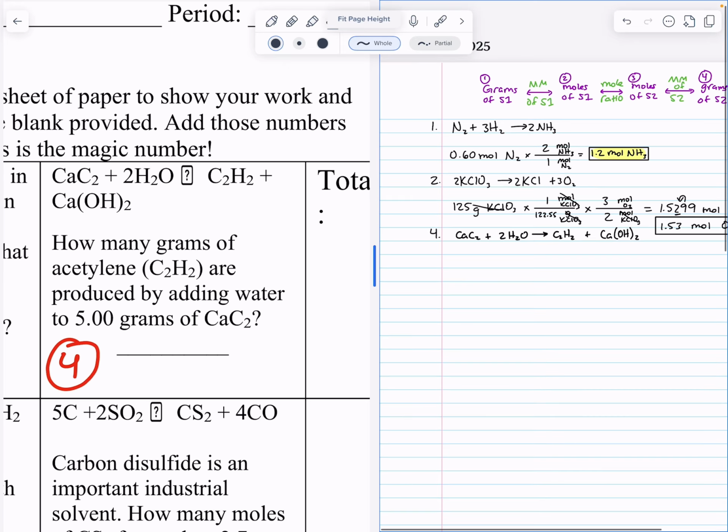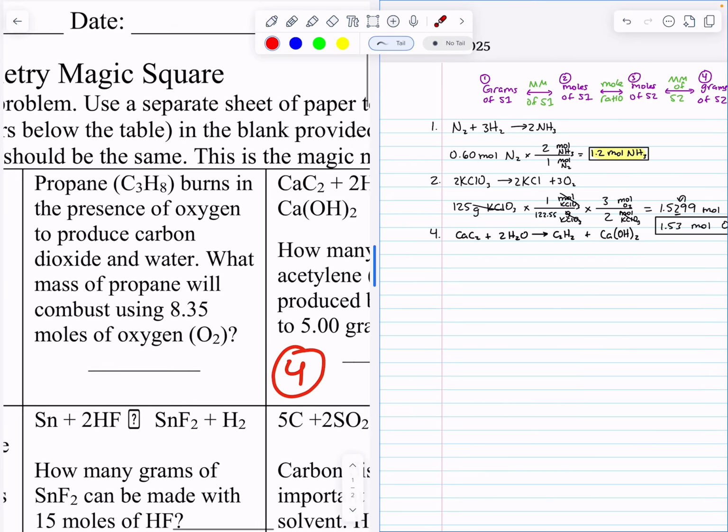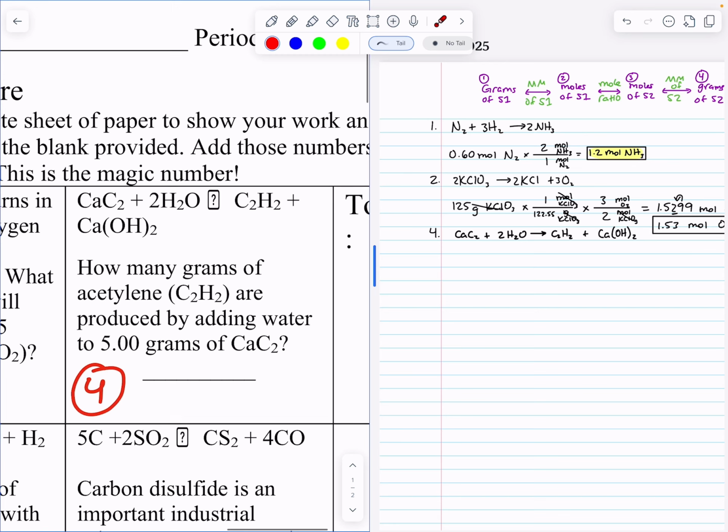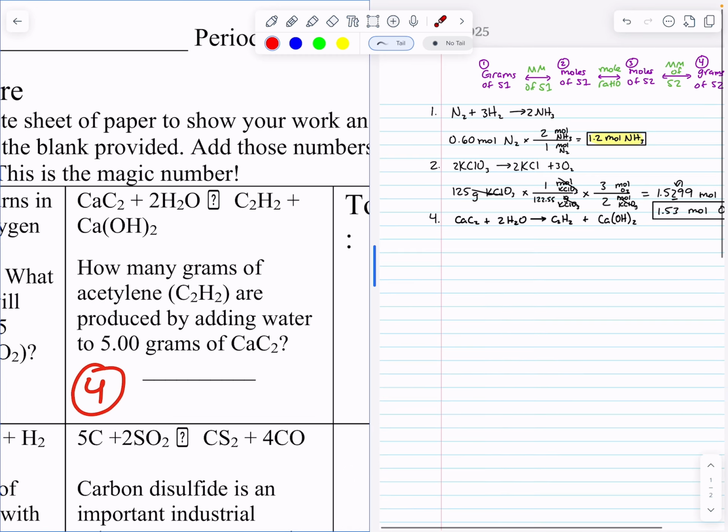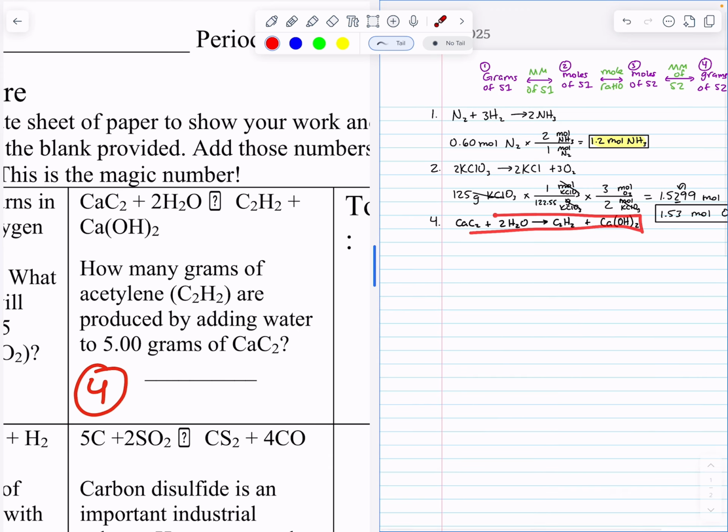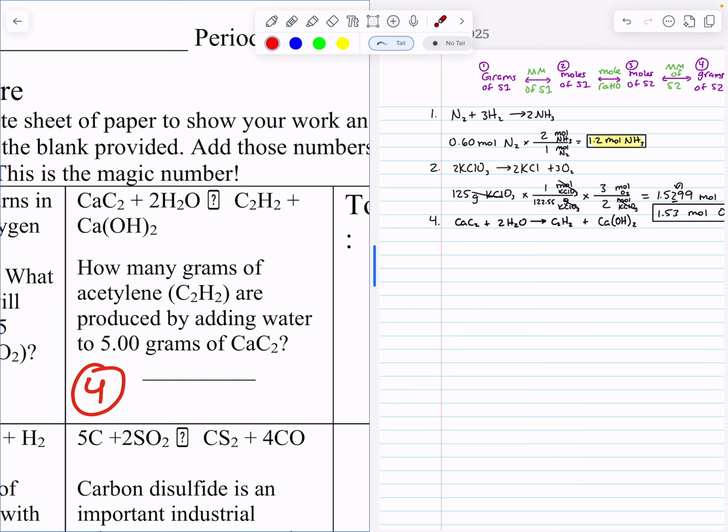Okay, so for this question, it gives us a reaction already. That's perfect. So I already wrote it down here on this paper for number 4. Remember, I was skipping number 3. It's right there. How many grams of C2H2?